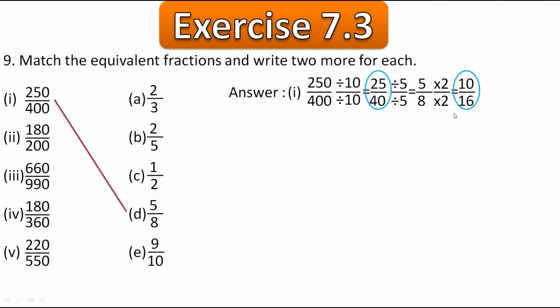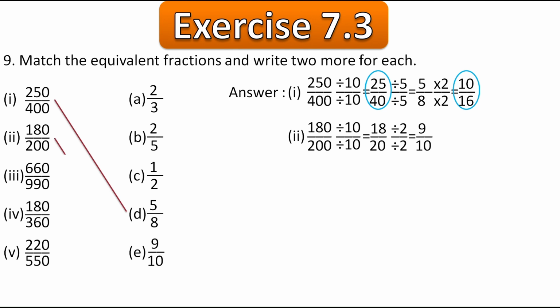Okay, now let's reduce the fraction 180 upon 200. Here again I'll divide by 10. So I get the answer as 18 upon 20. Now again I'll divide them by 2. So I got 9 upon 10. Okay, now this one is getting matchable. So this second one can be matched with it.